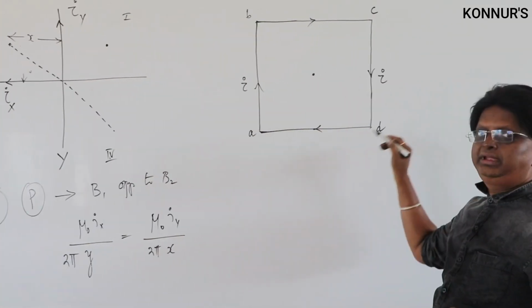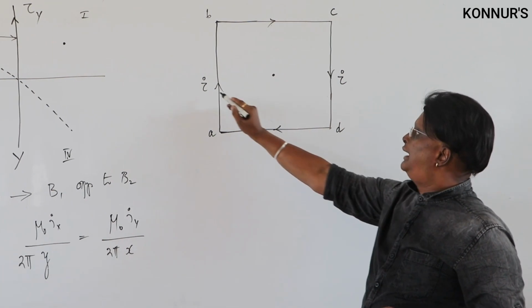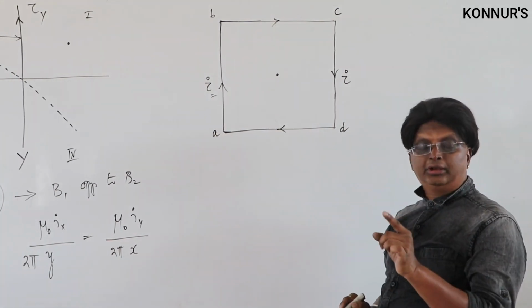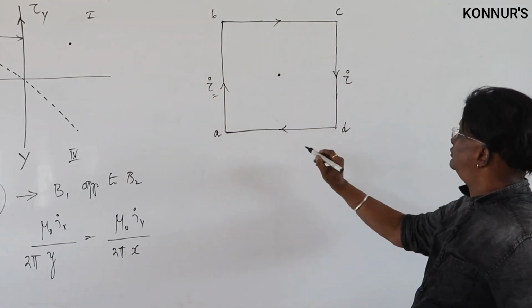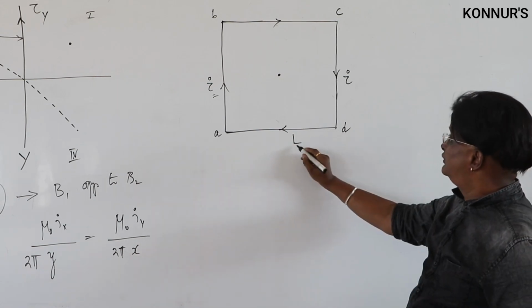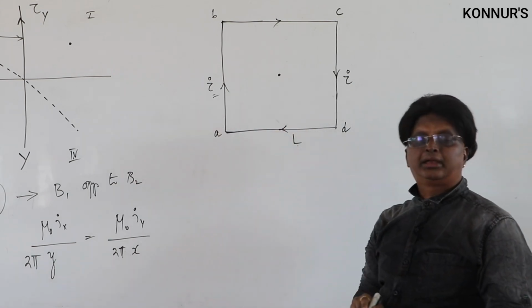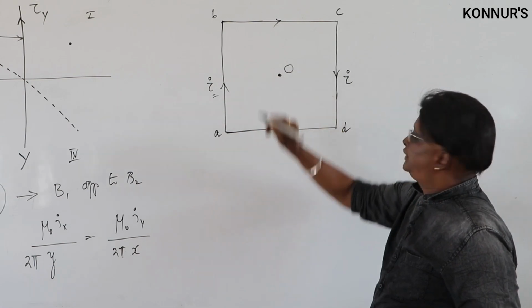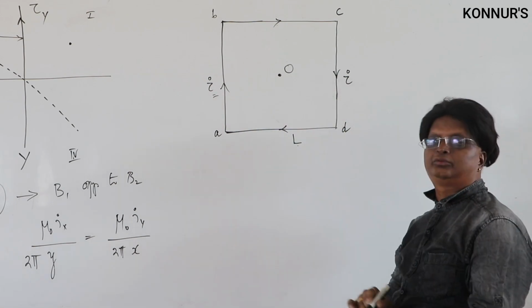See, ABCD is a square loop and carries a current I. Remember, this is a current loop. Nowhere is the current splitting. ABCD is a square loop of side L and it carries a current I. Now the question is: find the net magnetic induction at the geometric center O.